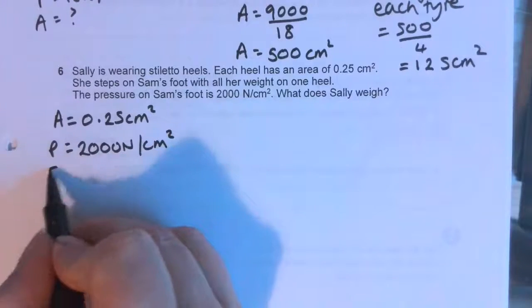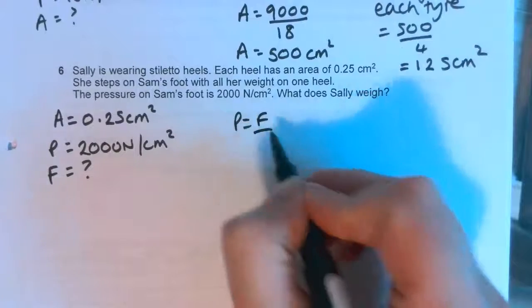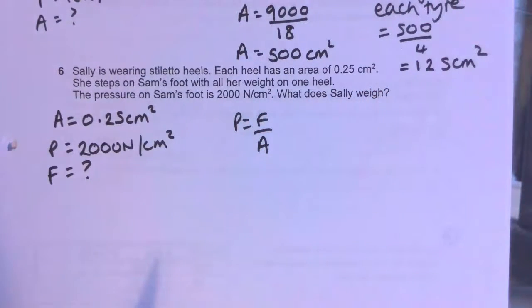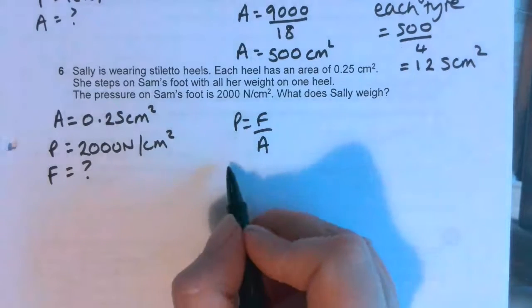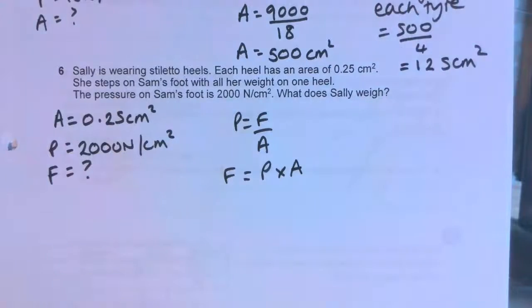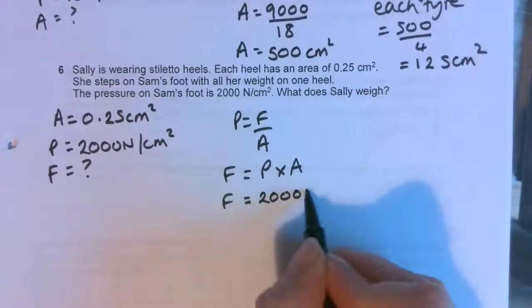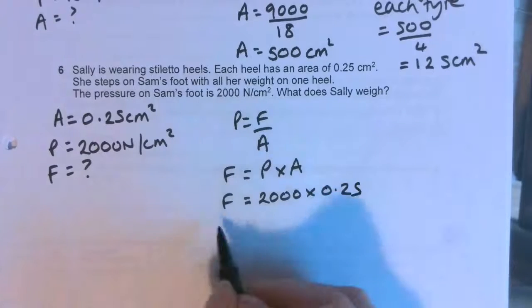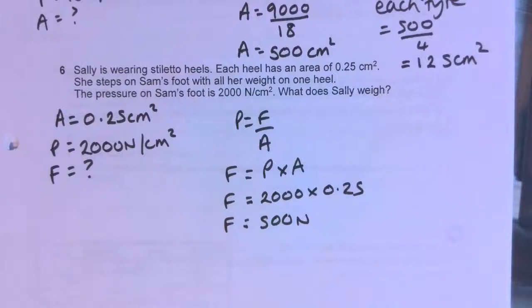What does Sally weigh? So we're looking to calculate the force. Again, we know our equation is pressure is force over area. Use your algebra to get force to be on its own. So multiply both sides by area and you will end up with pressure multiplied by area. So the pressure is 2,000, the area 0.25. So that means her weight is 500 newtons.